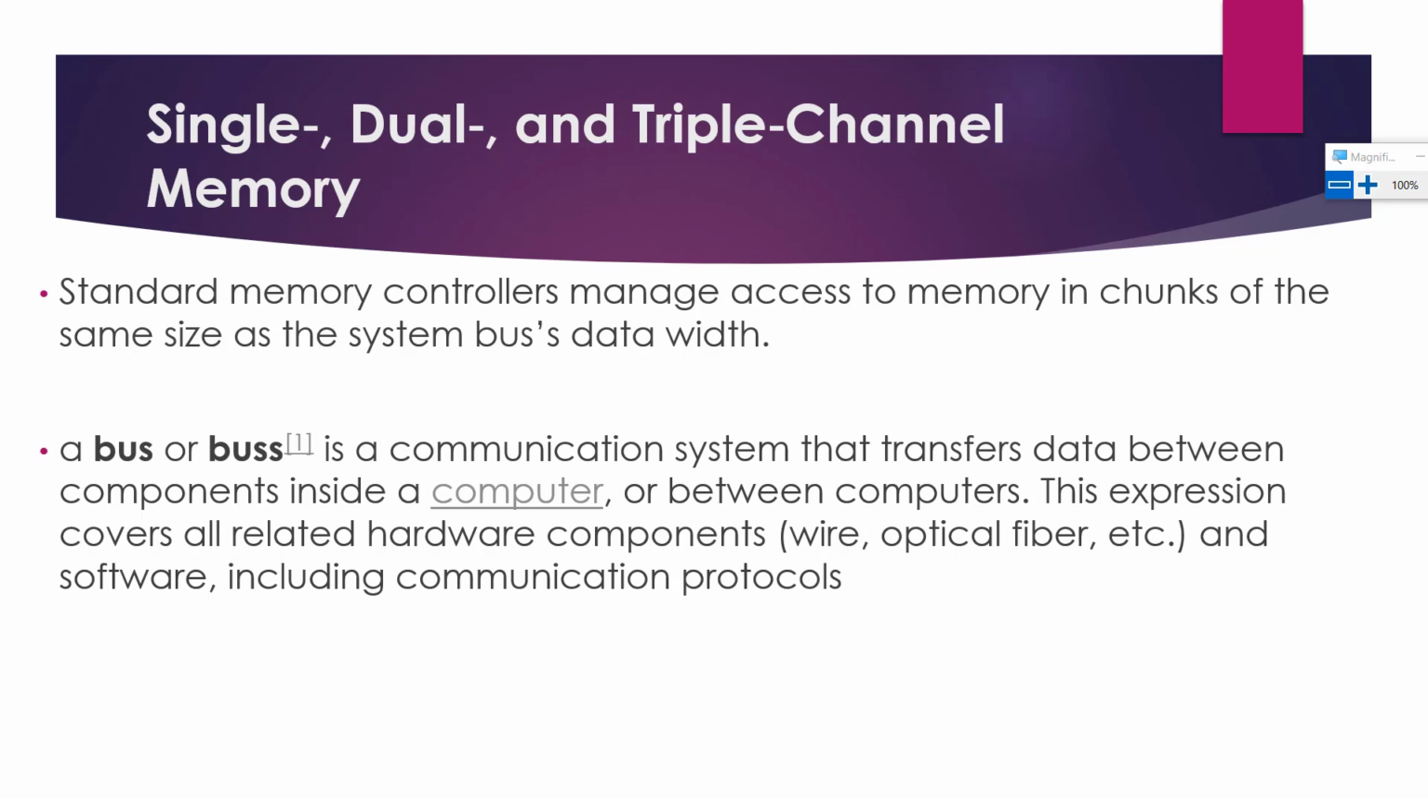Not only memory, processor should be also advanced, motherboard is advanced, so RAM should be advanced as well. A bus is a communication system that transfers data between components inside a computer or between computers. We talked about that before. So this expression covers all related hardware components, wire, optical fiber, and software, including communication protocol. So whatever data is coming from anywhere through a component to a component in the motherboard, it is thanks to bus, right?